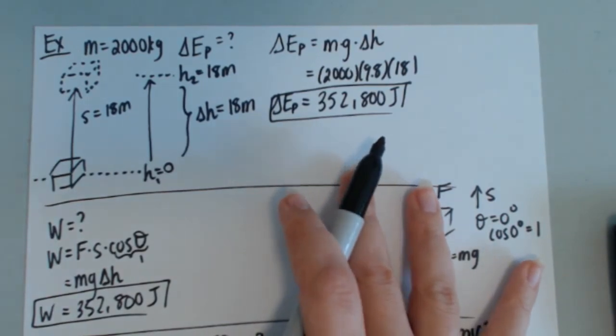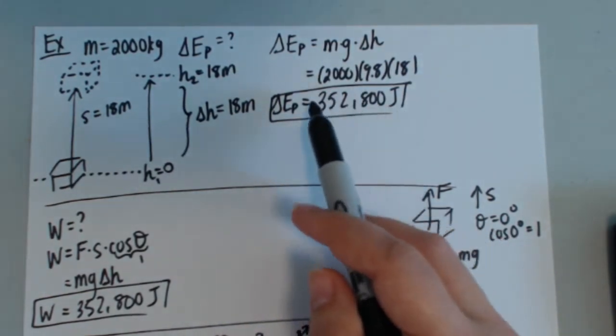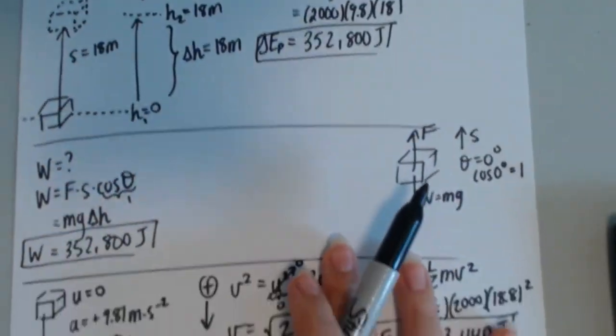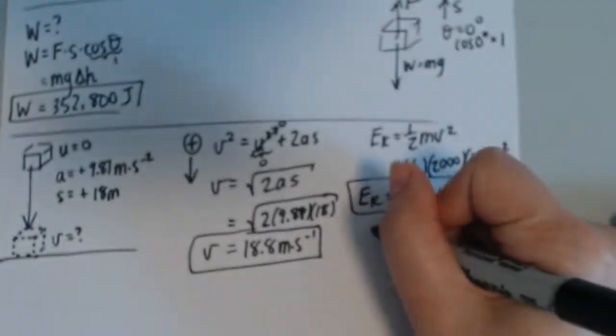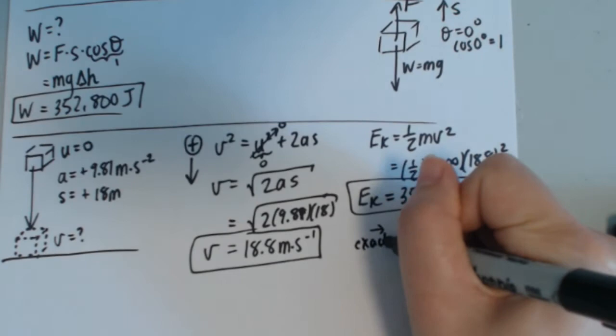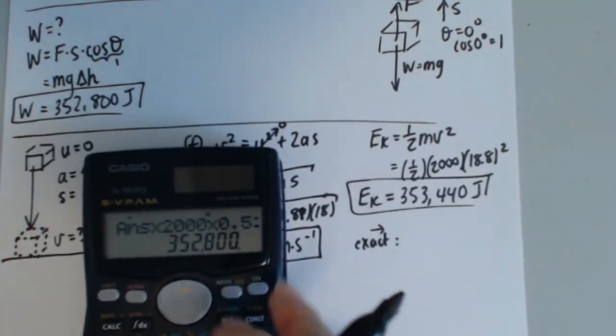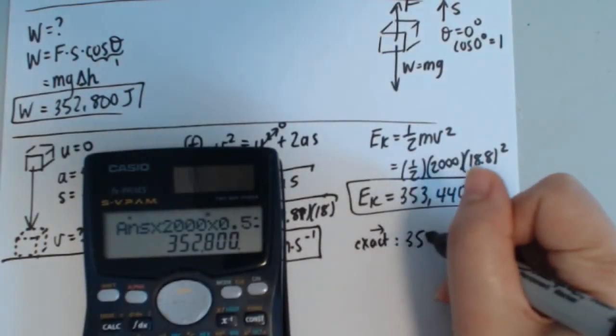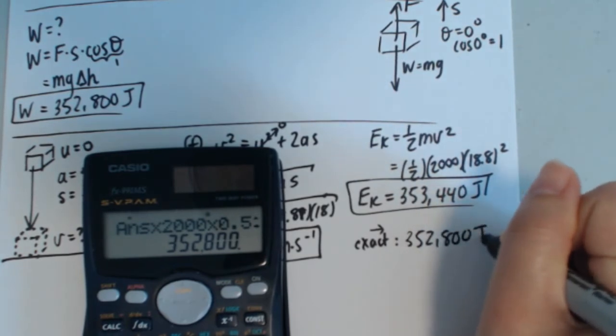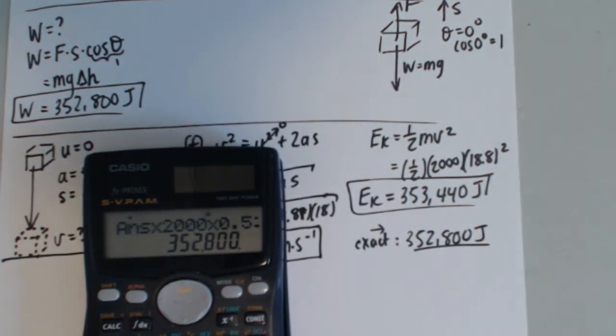And so what that shows is that the amount of gravitational potential energy that I have at the top, the exact value we just found, 352,800, I have the exact same amount of kinetic energy at the bottom. Now that is very, very important. It shows that energy was conserved. It wasn't destroyed. It simply changed from one form to another.